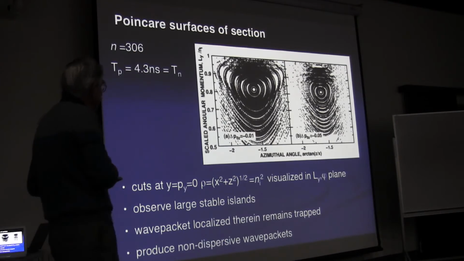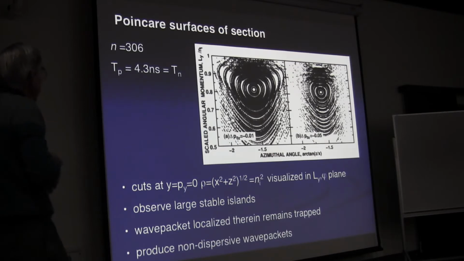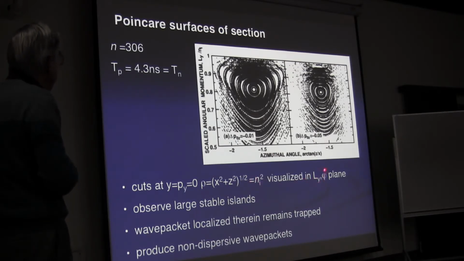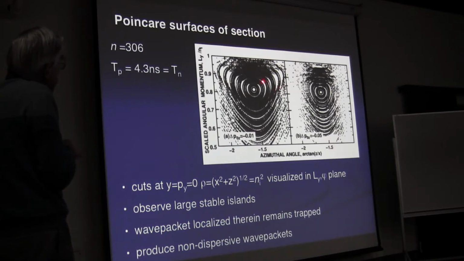Also, we're interested in the circular state, so it's sensible to take a radial coordinate, which is x squared plus z squared to the 1/2, which is equal to the radius of the Bohr atom. Okay? And then we can visualize this in the angular momentum phi plane. So this is the azimuthal angle, and this is L sub y. And what you see is islands of stability, these dark rings. Remember, we talked about islands of stability before. You see islands of stability centered on a particular azimuthal angle.